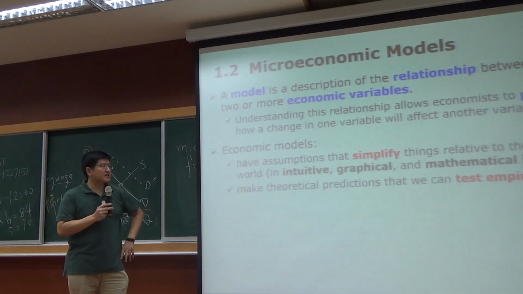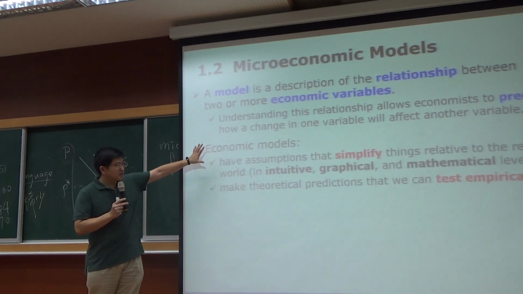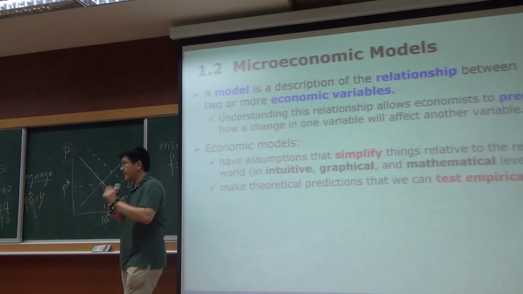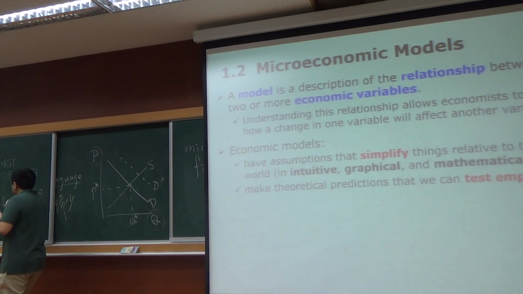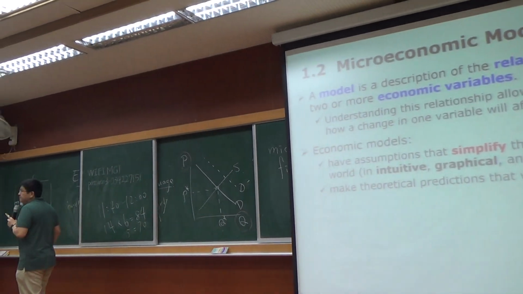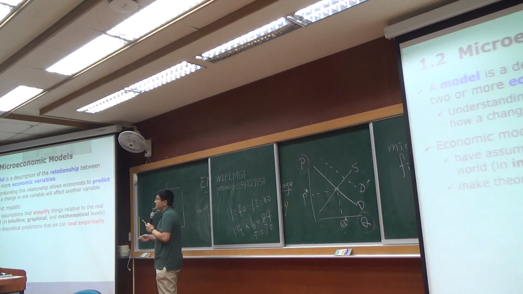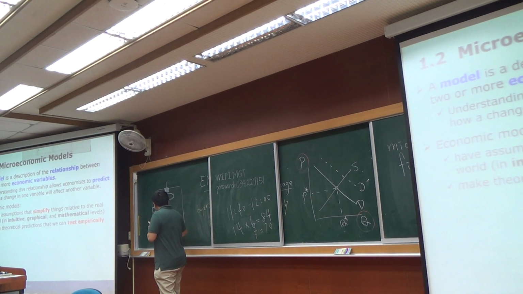And okay, we want to make some theoretical predictions because economic models can help us to make predictions so that we may test empirically. So empirically means using the data. So evidence comes from the data. We may test the statements or the theory with data. So empirical, we translate into 实证, okay?